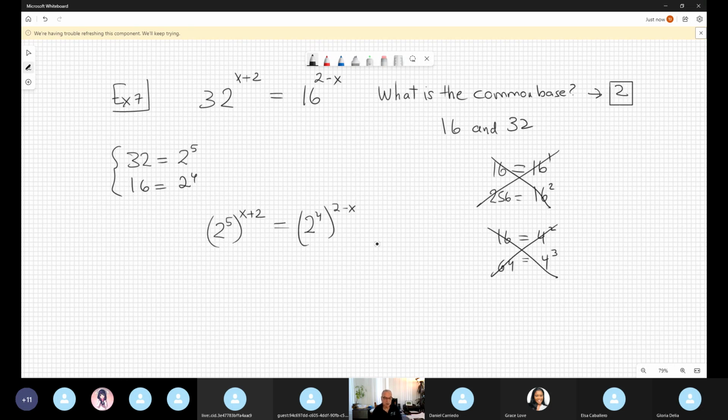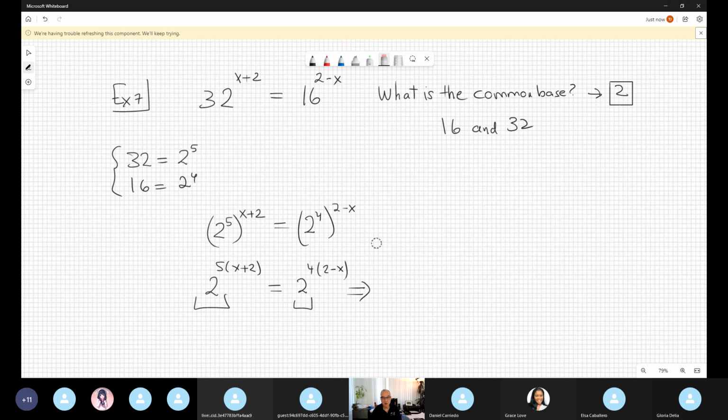And now multiplication. So 2 to the 5 times x plus 2 equal to 4 times 2 minus x. Ready. Two exponential functions with the same base, therefore magically I ignore the base and copy just the exponent, getting 5 times parentheses x plus 2. Don't forget the parentheses because it's part of the game. You apply the distributive property: 5x plus 10 equal 8 minus 4x.